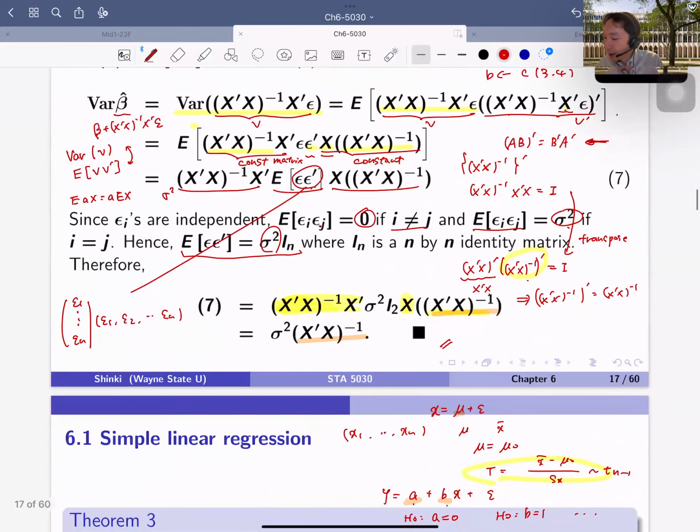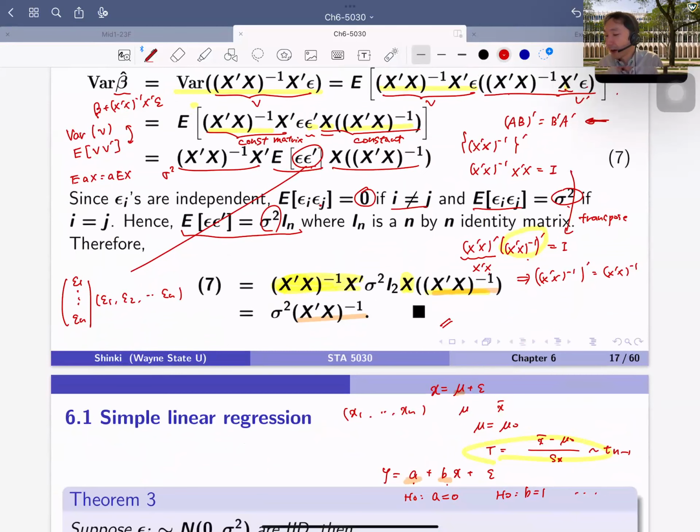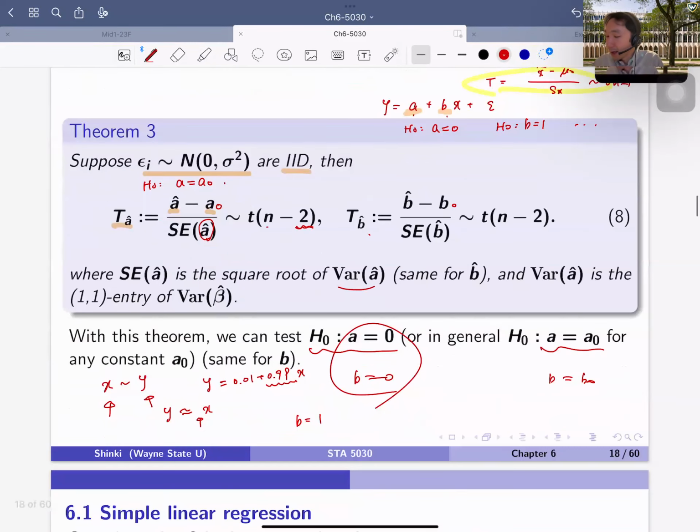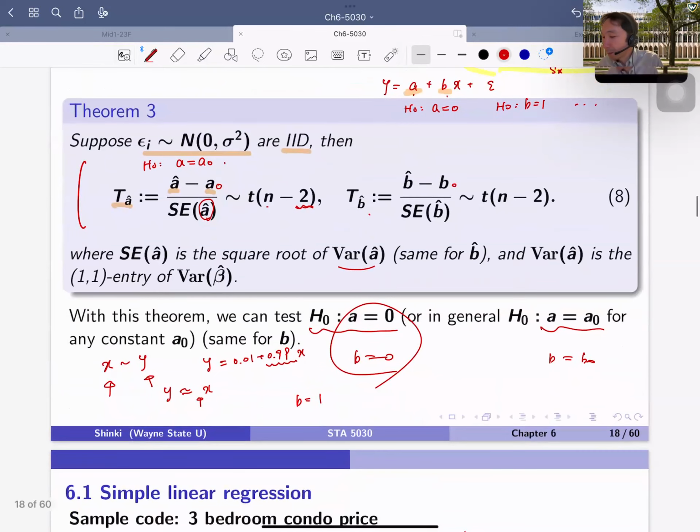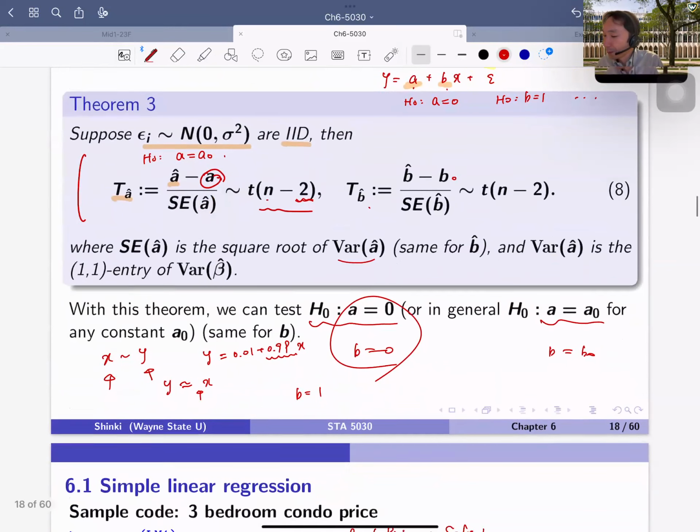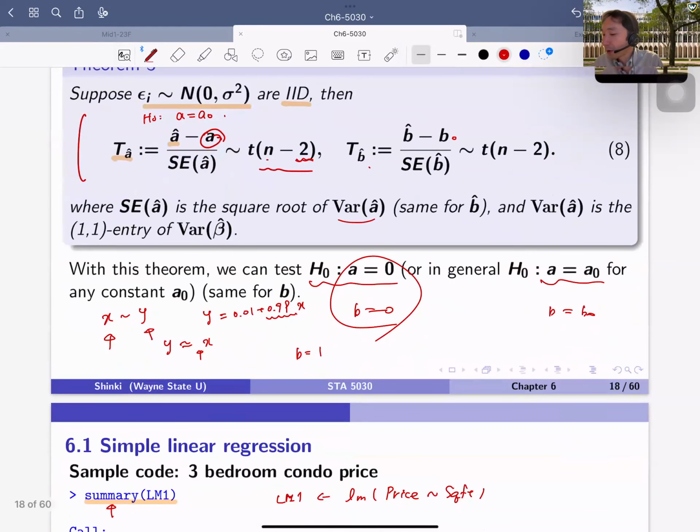So we have estimated a and b, and we have estimated the variability of a and b. And also we studied how this estimate is distributed. If we have true value of a, that is a naught, for example, then a hat minus a naught over standard error of a hat, calculated from variance of a hat, follows t distribution with degrees of freedom n minus 2. That is true for both a and b.